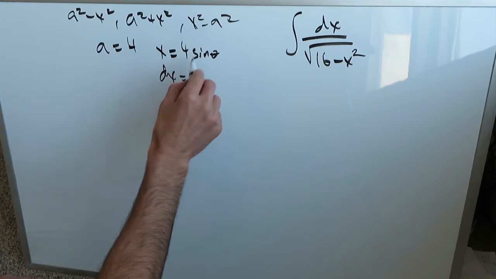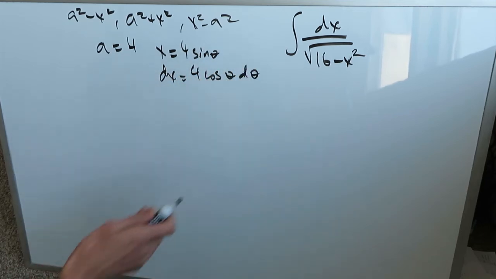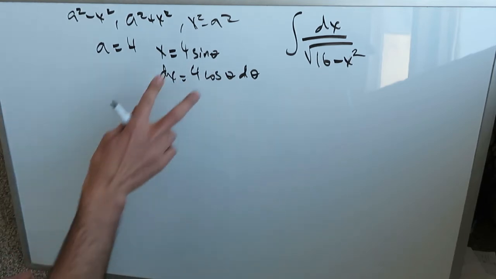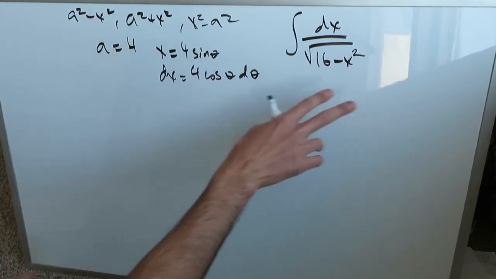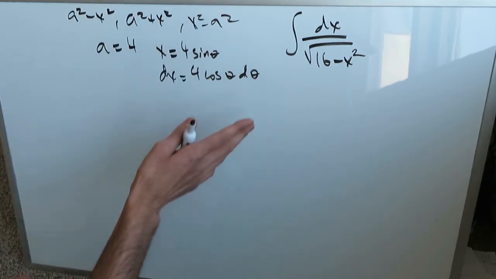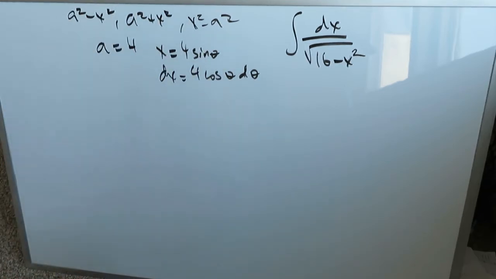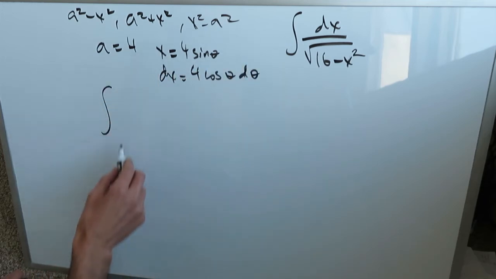dx is the derivative of this, which is 4 cosine theta d theta. These are all things I talked about right before these examples I'm about to present you. The methodology behind all of this is that you look at a polynomial expression which looks something like this and convert it into a trigonometric expression which you then integrate, and these all represent various areas under a curve. Anyhow, you modify that initial question with these substitutions.